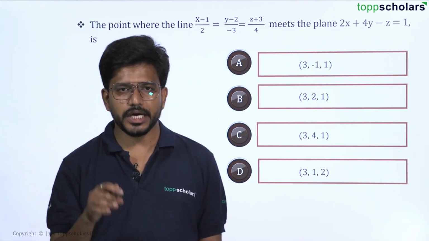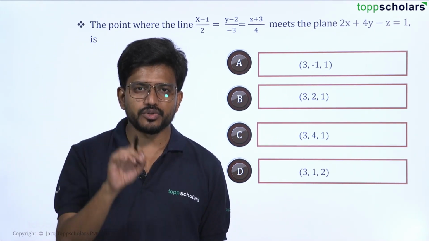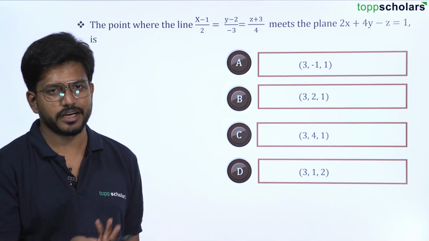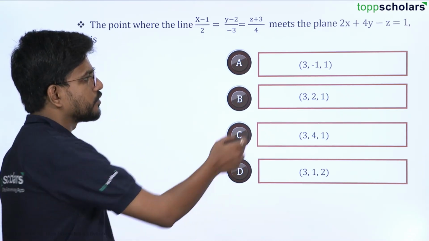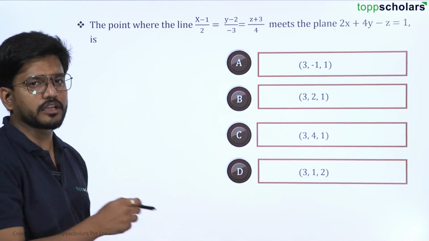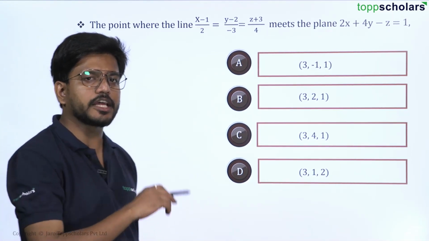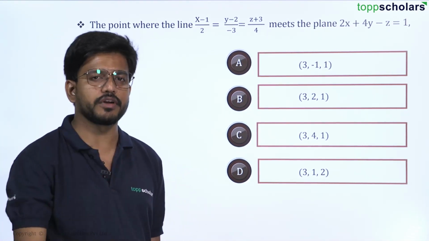Now I will show you the correct, exact, legitimate solution for this question, but with the options also you can satisfy it. So let us see. If I put down (3, -1, 1), it has to satisfy the line also and satisfy the plane also. If it satisfies the line and plane simultaneously, then it is the point of intersection.